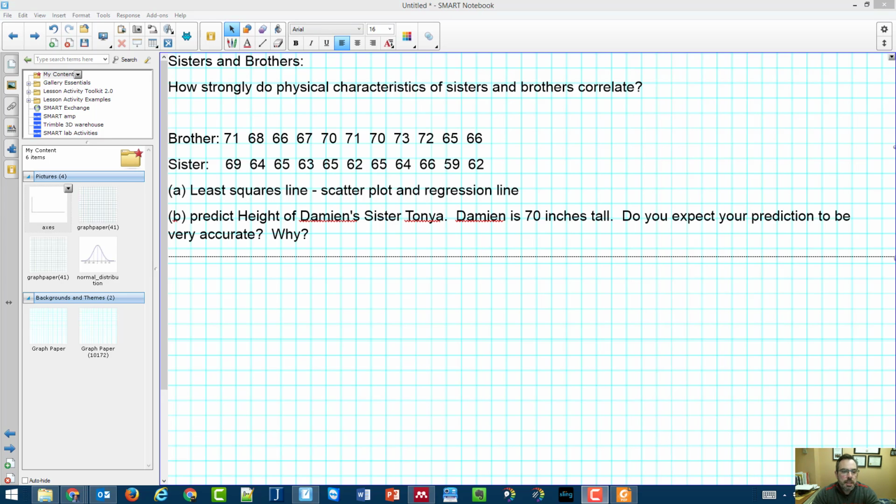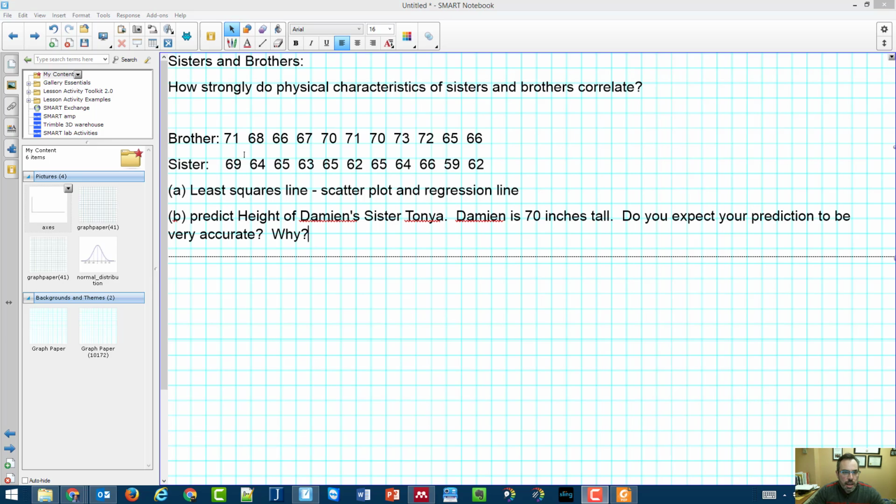Hi everyone, it's time to take a look at using a set of two variable statistics, two variables in a set of data, in order to make a scatter plot, and then more importantly find some information about the line that we use to predict that situation.